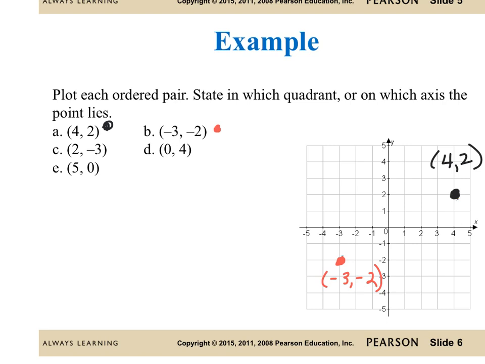So then our next point that we're going to plot is going to be 2, -3. That means we're going to go right 1, 2, and down 1, 2, 3. And we have the point 2, -3.